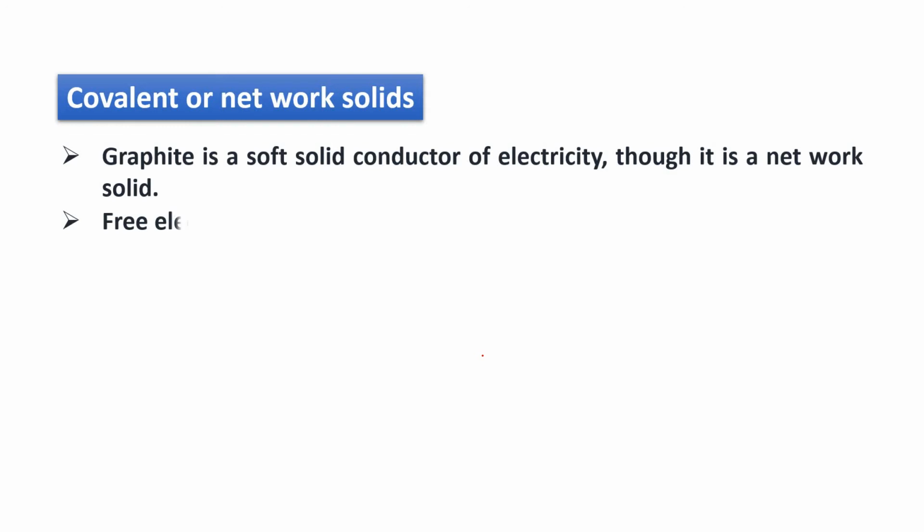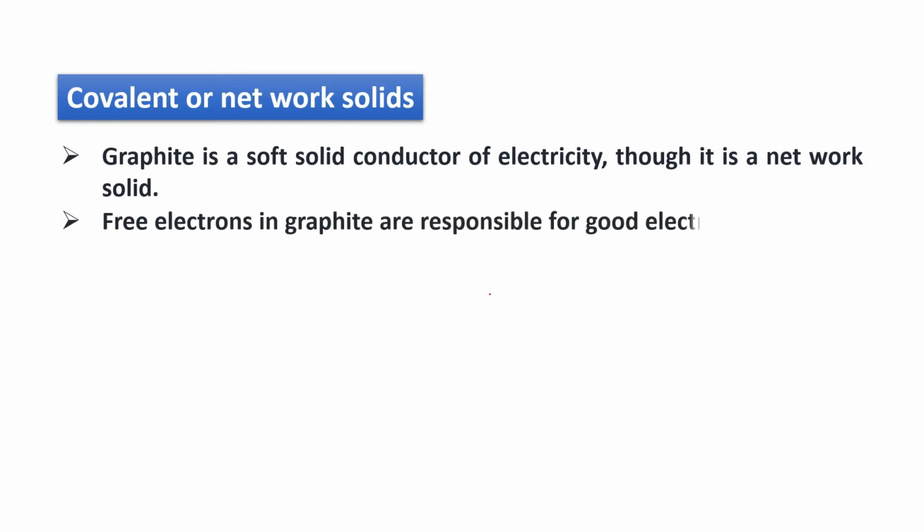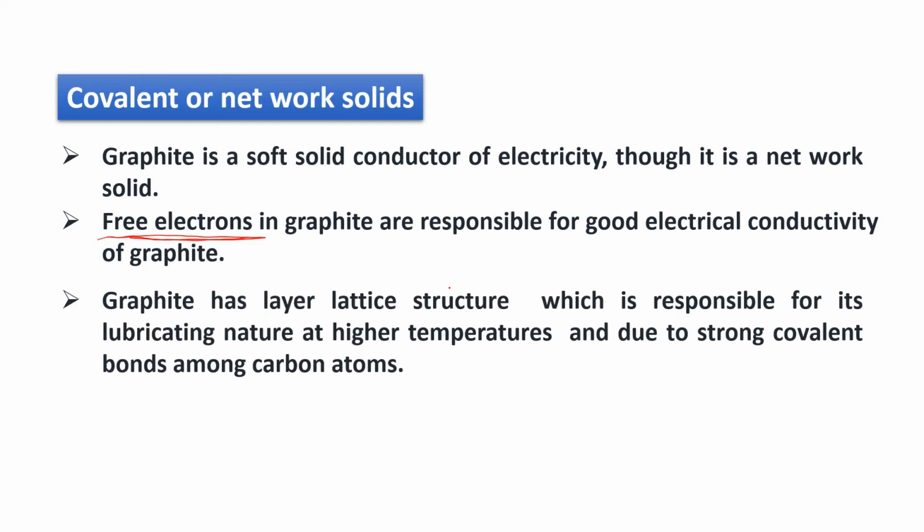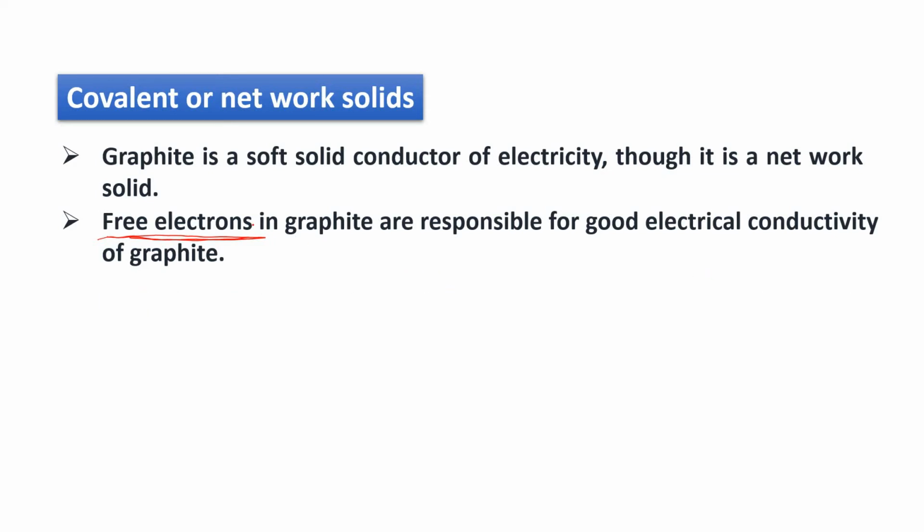Next, if you observe graphite, I told you graphite is also a covalent network solid, but it conducts electricity. It is a very good conductor. What is the reason? It has a free electron in each atom. If you observe graphite, you have a free electron. So that is responsible for the conducting of electricity, isn't it?